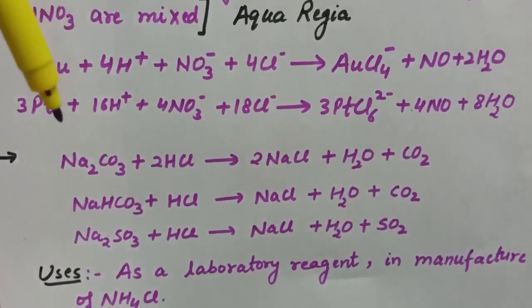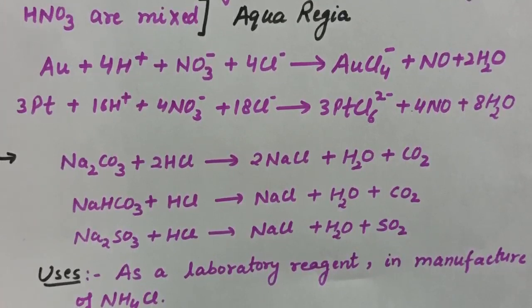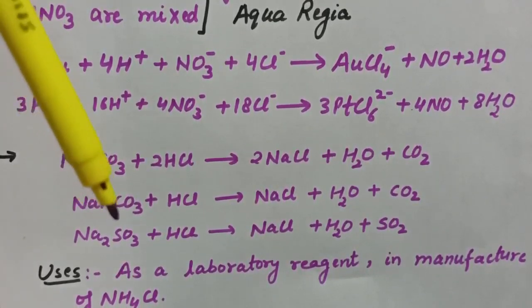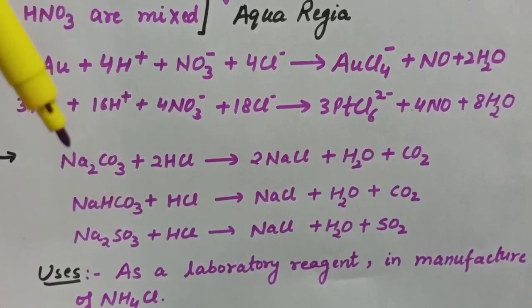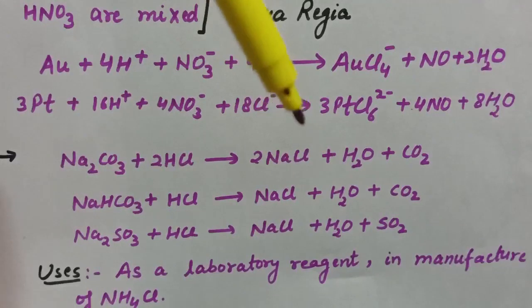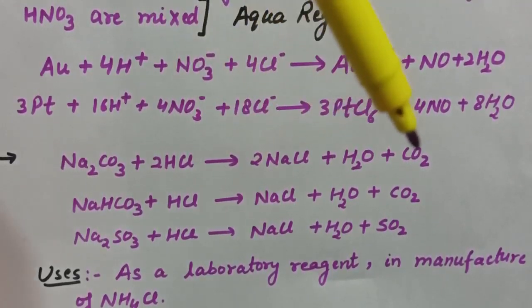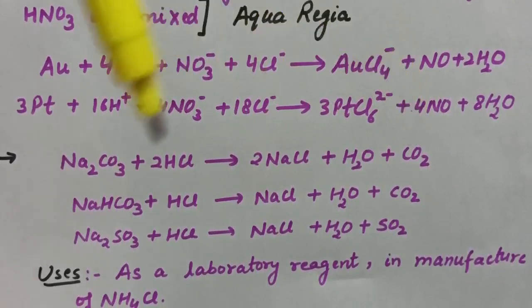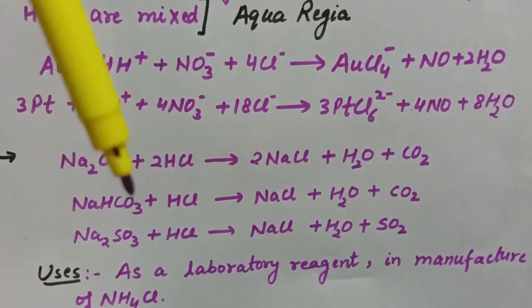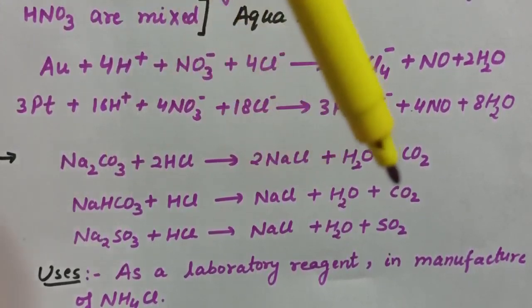Next chemical property is, hydrochloric acid decomposes salts of weaker acids, carbonates, hydrogen carbonates and sulfides. The reaction is when we treat sodium carbonate with HCl. So here sodium chloride is formed, and along with sodium chloride, water and carbon dioxide are released. Similarly, if we have sodium hydrogen carbonate, again here we are getting NaCl along with water and CO2.